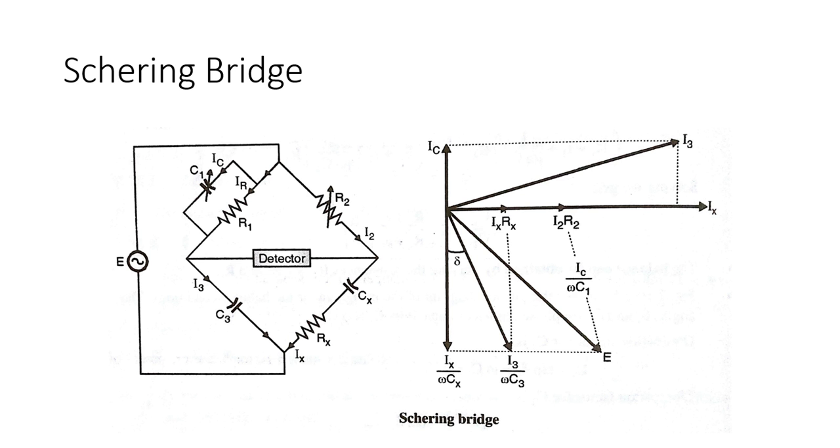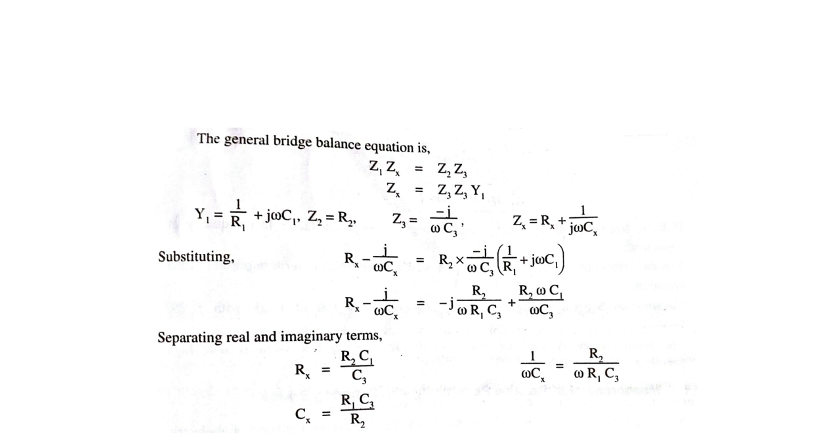Let us talk about the equation. The general bridge balance equation, you know, is Z1 Zx is equal to Z2 Z3. So we can write Zx is equal to Z2 Z3 divided by Z1. Here again there is a printing mistake, you have to replace it with Z2. So the equation is Z2 Z3 divided by Z1, and 1 upon Z1 is replaced by Y1.